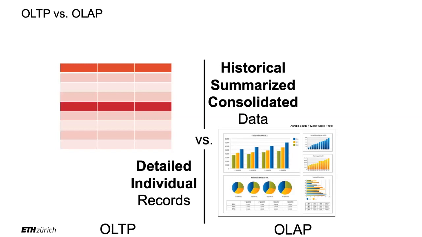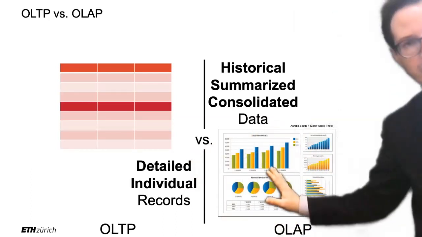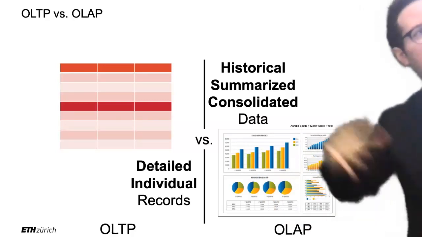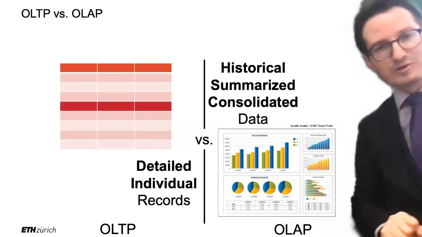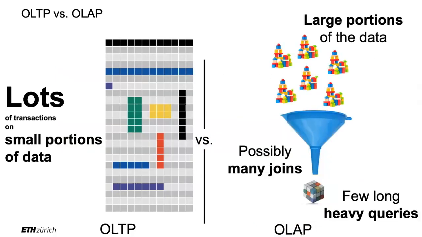OLAP, on the other hand, keeps aggregating everything. We just scan the whole data, we aggregate, it's consolidated, summarized, and so on. And that's just an example of the sort of things you can get out of the system. But all of these fancy charts here typically come from the aggregation of massive amounts of data. So that's one more contrast that you can establish between the two.